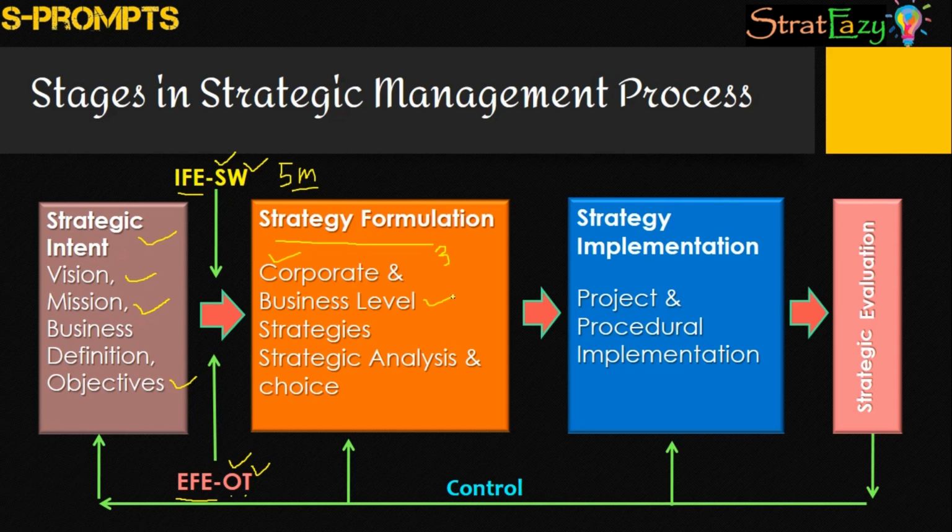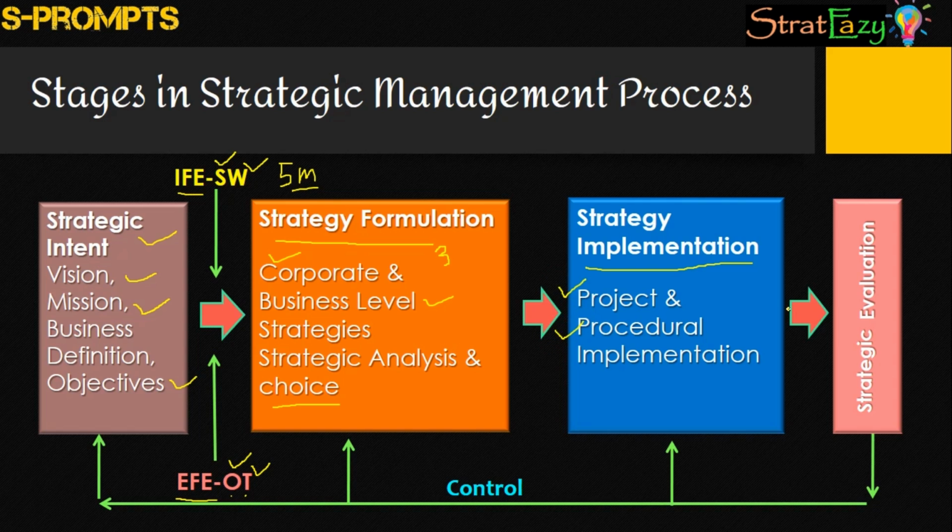The second stage is the business level strategies, which are being formulated by the middle management. Then the third level of strategy formulation is the functional level of strategies, where individual functional departments will be formulating their functional level strategies. And then once the strategies are being formulated, they will be evaluated, analyzed into the current circumstances after doing external factor and internal factor evaluation. Based on that, the appropriate strategies will be selected, and those strategies will be implemented in the third stage of strategic management process. This implementation takes place in two phases, that is project implementation and procedural implementation.